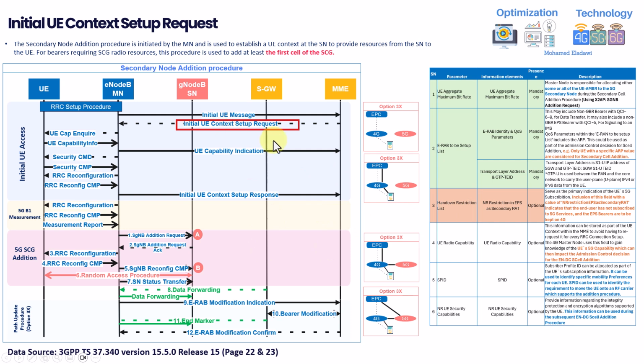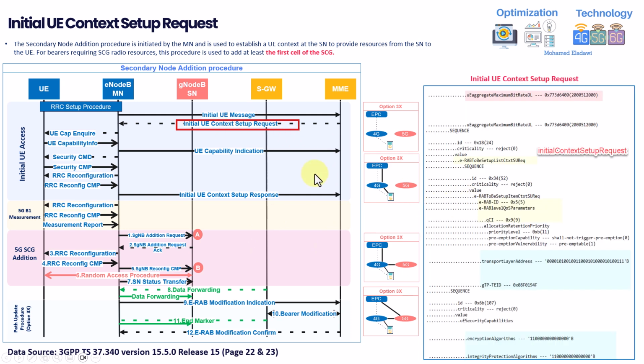So this is actually the initial context setup request. If you look into the message content, as you can see in the right figure here, this is the same. For example, you find this E-RAB to setup to add list. This is from the logs, and you find, for example, here, giving the QCI 9, and this is a priority level. You have the ARP information. You have the transport layer address, which is the serving gateway IP. And also you have other security and other information. So this is the initial context setup request.